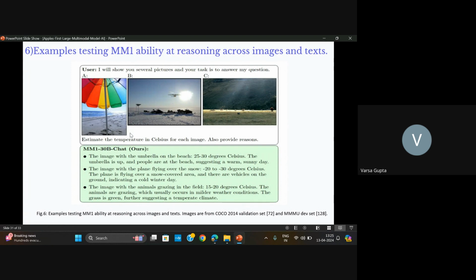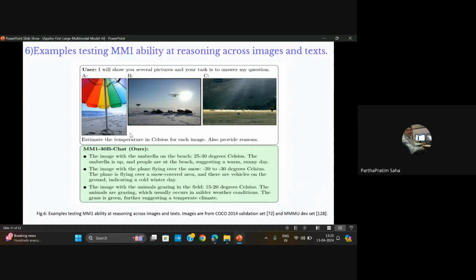The model gives the response that for the image with the umbrella on the beach, the estimated temperature is 25 to 30 degrees Celsius, as the umbrella is up and the people are on the beach, suggesting a warm sunny day.